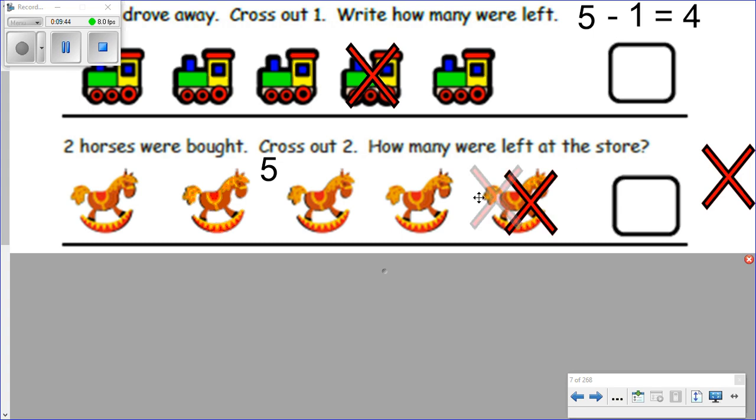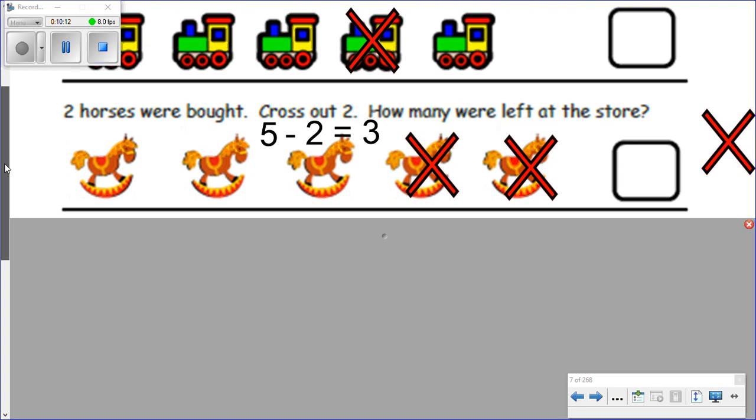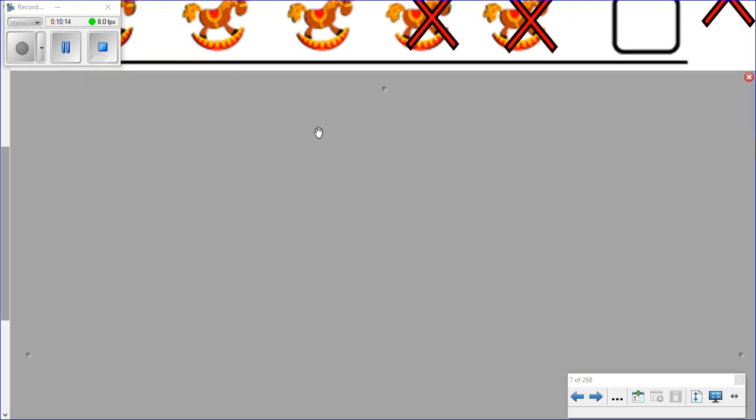1, 2. That means I minus 2. Minus 2 equals 1, 2, 3. That's how many are left. And there's my number sentence. Okay, last one for us to do together, and then I hope you're going to give it a try on your own.